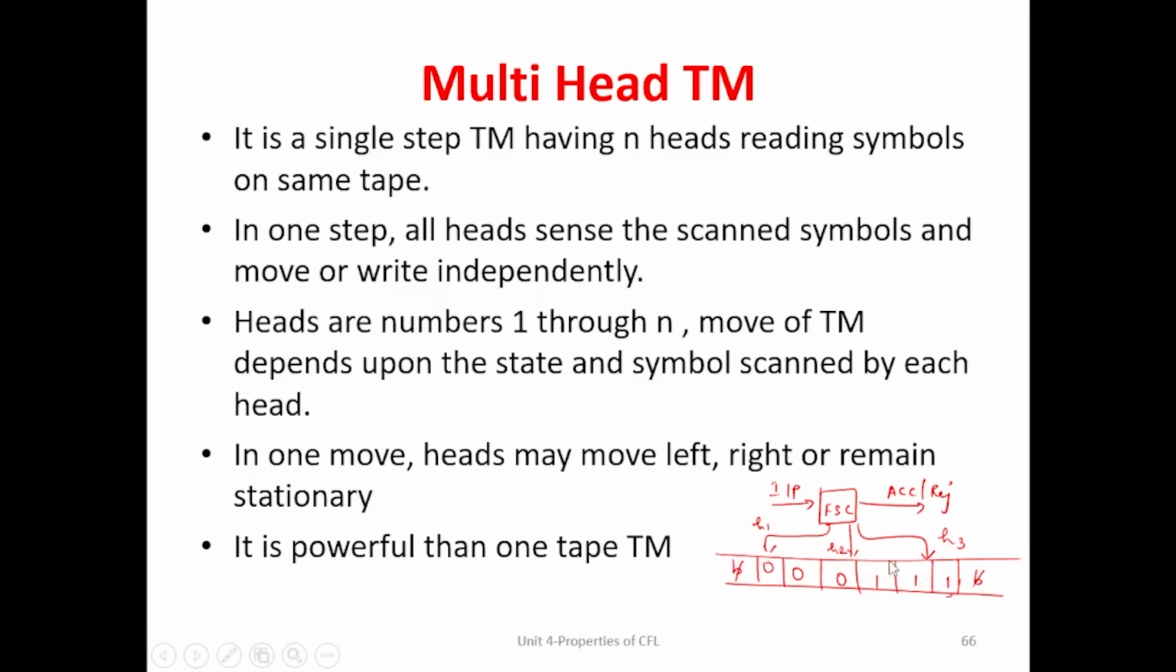In this diagram, I am using 3 different heads. They can move on the input tape depending upon the current state and the current symbol scanned by each head. Using that procedure, a head can move in the forward or right direction. These 3 heads can move independently from left to right in any order. This multi-head Turing machine is also more powerful than a single tape Turing machine.